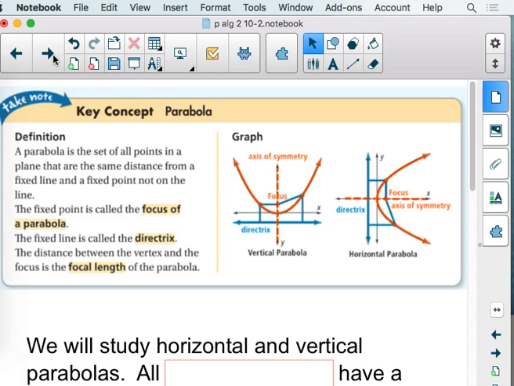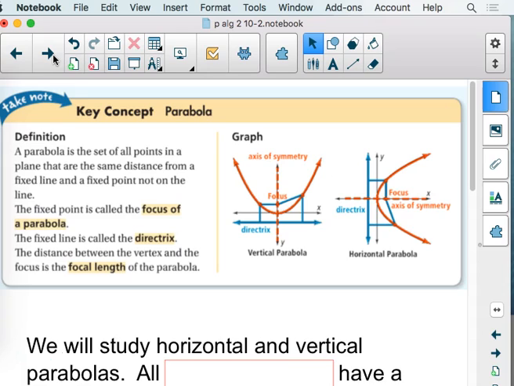And the same thing when we have our horizontal parabolas, our right and left opening parabolas. So the vertical ones, y equals x squared that you covered before, this is that. But x equals y squared is going to be the horizontal parabolas over here. So a parabola is a set of all points in a plane that are the same distance from a fixed line called the directrix and a fixed point, not on the line, which is called the focus. The fixed point, focus of the parabola, fixed line, the directrix.